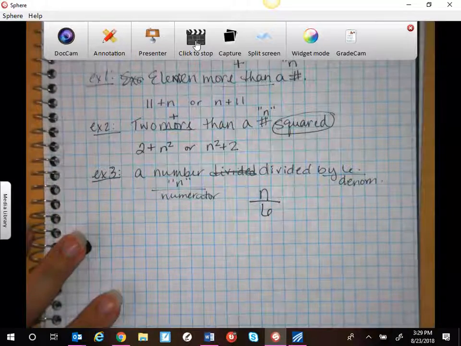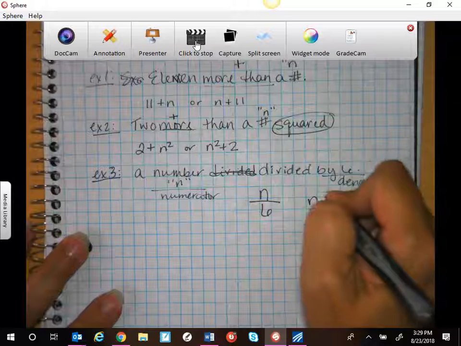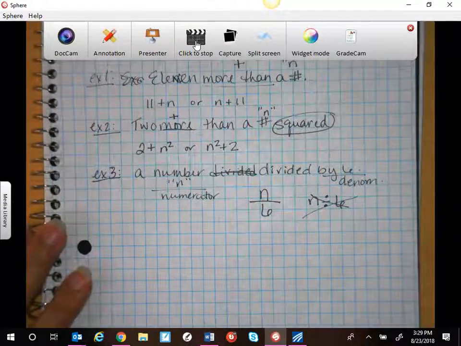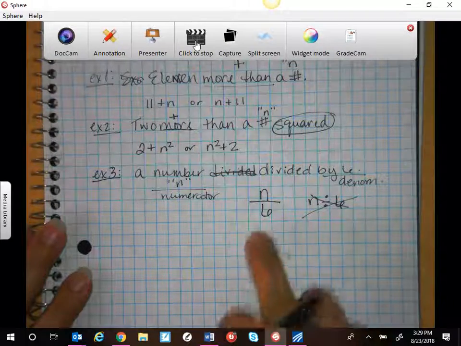Technically, you could write n, the division symbol, 6. We are not going to write like that in algebra. Everything for division will be a fraction.